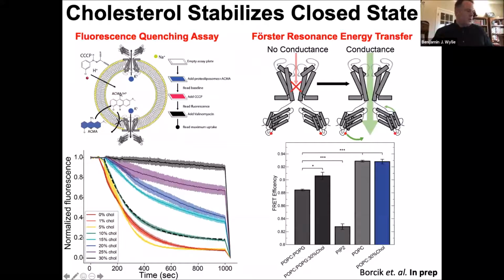Right here, we start adding cholesterol. The cholesterol actually starts to increase the activity at low concentrations, but then as the concentration goes up, we start to lose potassium current. This is known that cholesterol can actually be an activator of a lot of eukaryotic channels.